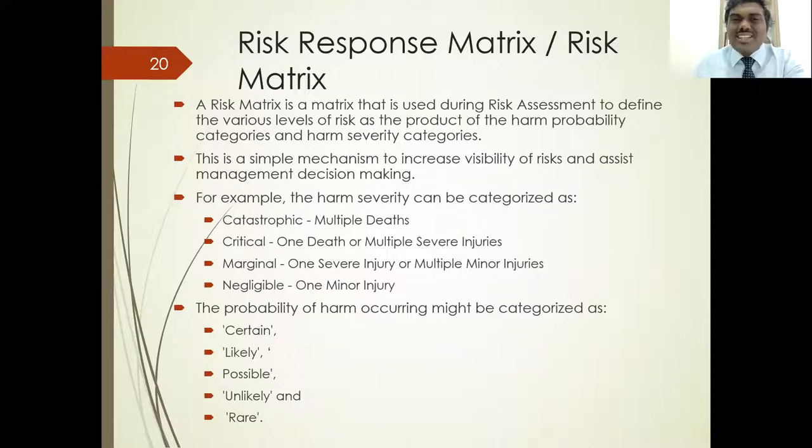Okay, then you have what is called a risk matrix. This again is not very important from an examination point of view, more practical oriented. A risk matrix is basically a risk control matrix. Today it has become very popular, where you define the risk, which is a combination of your impact and your probability. Probability of the risk to occur: certain, likely, possible, unlikely, rare, 1 to 5. And what is the possible impact of that? Maybe extremely high, catastrophic, critical, marginal, negligible, you can define that.